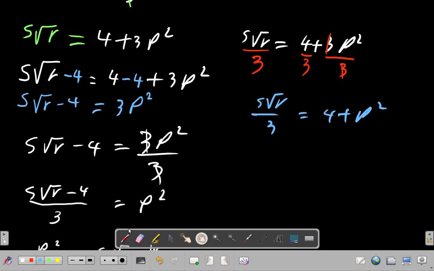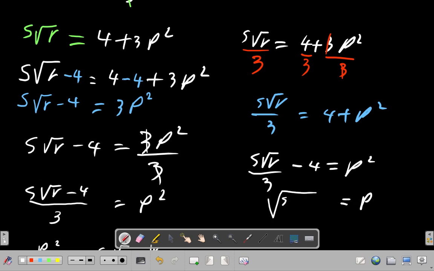Now, what would happen here is that you'd have s square root of r divided by 3. If you subtract 4 next, minus 4 equals p squared. And then you move from p squared to p. When you square root both sides, you have the square root of s square root of r over 3 minus 4. So, you could certainly have divided by 3 before you subtract 4. But it doesn't really look that neat when you do it like that. Alright?